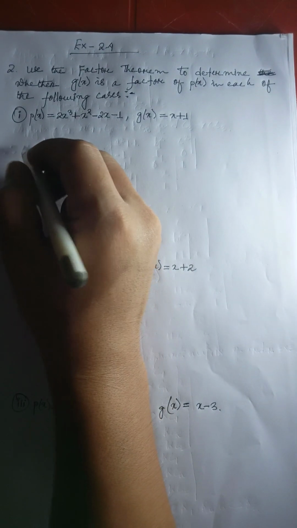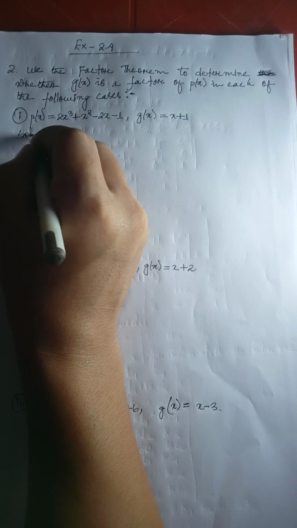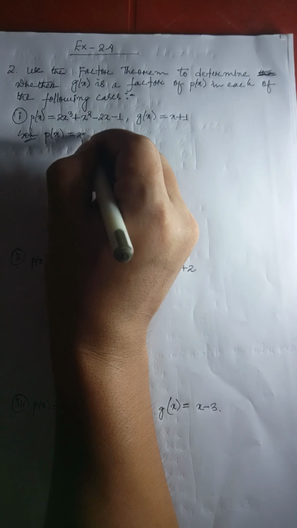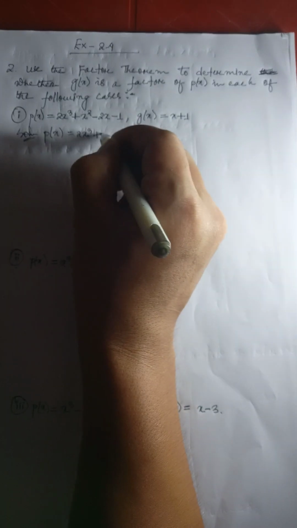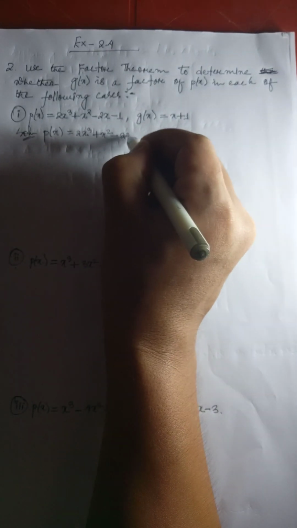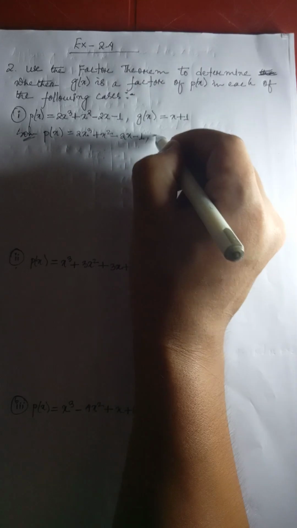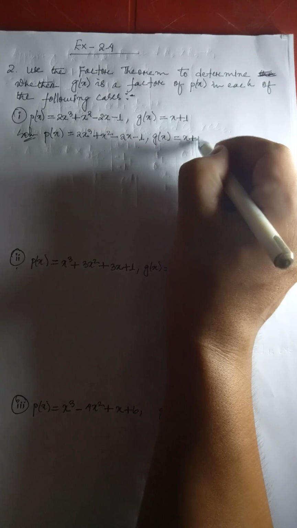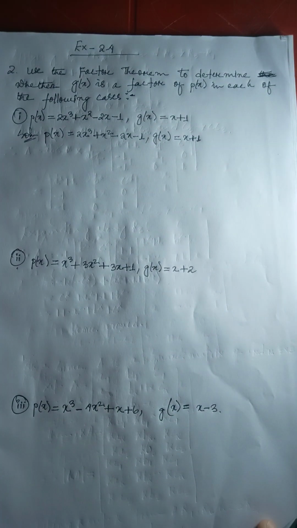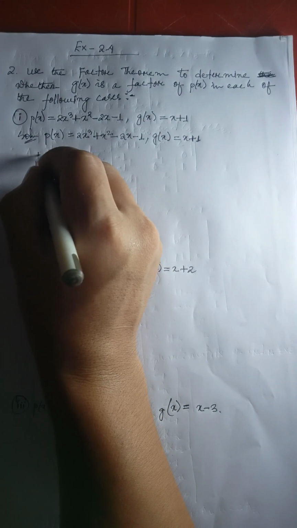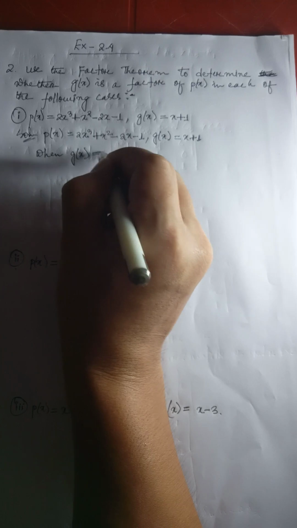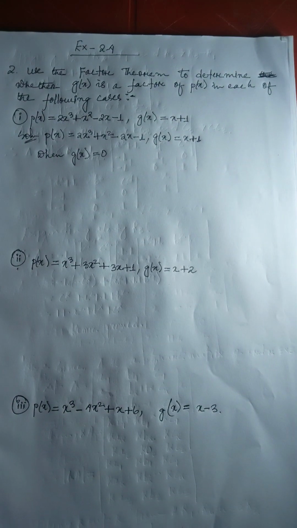What do we have here? We have p(x). First of all, let us write p(x) is equal to 2x cubed plus x squared minus 2x minus 1. And g(x) is equal to x plus 1. Now, the first thing that we're going to do is to find the value of x. In order to find the value of x, we will write it like this: when g(x) is equal to 0, just equate g(x) with 0.